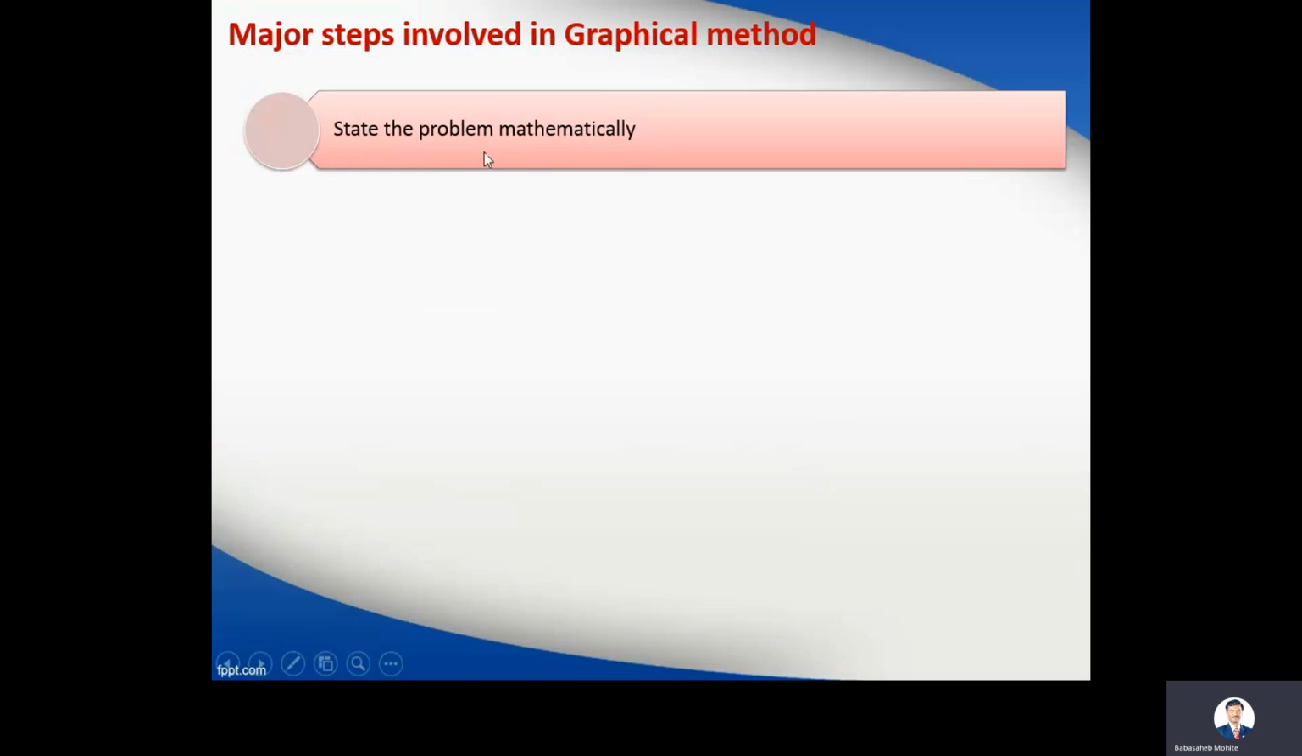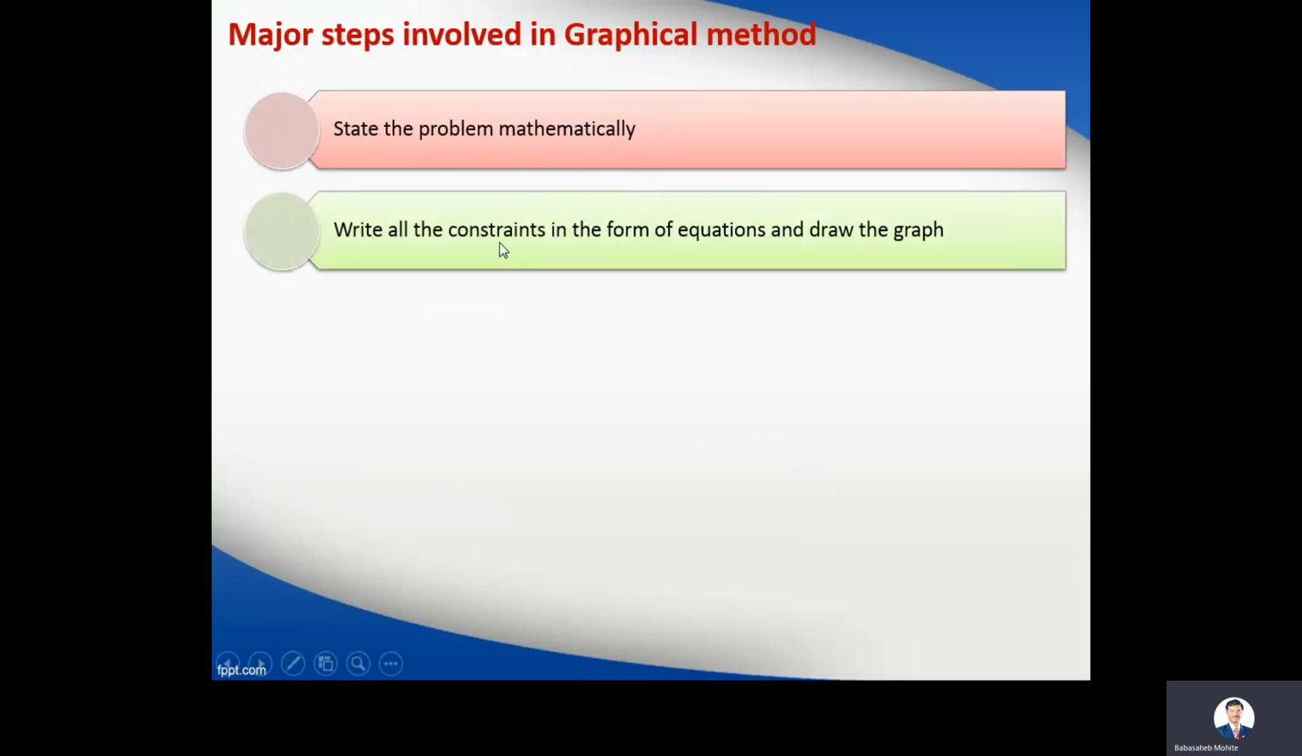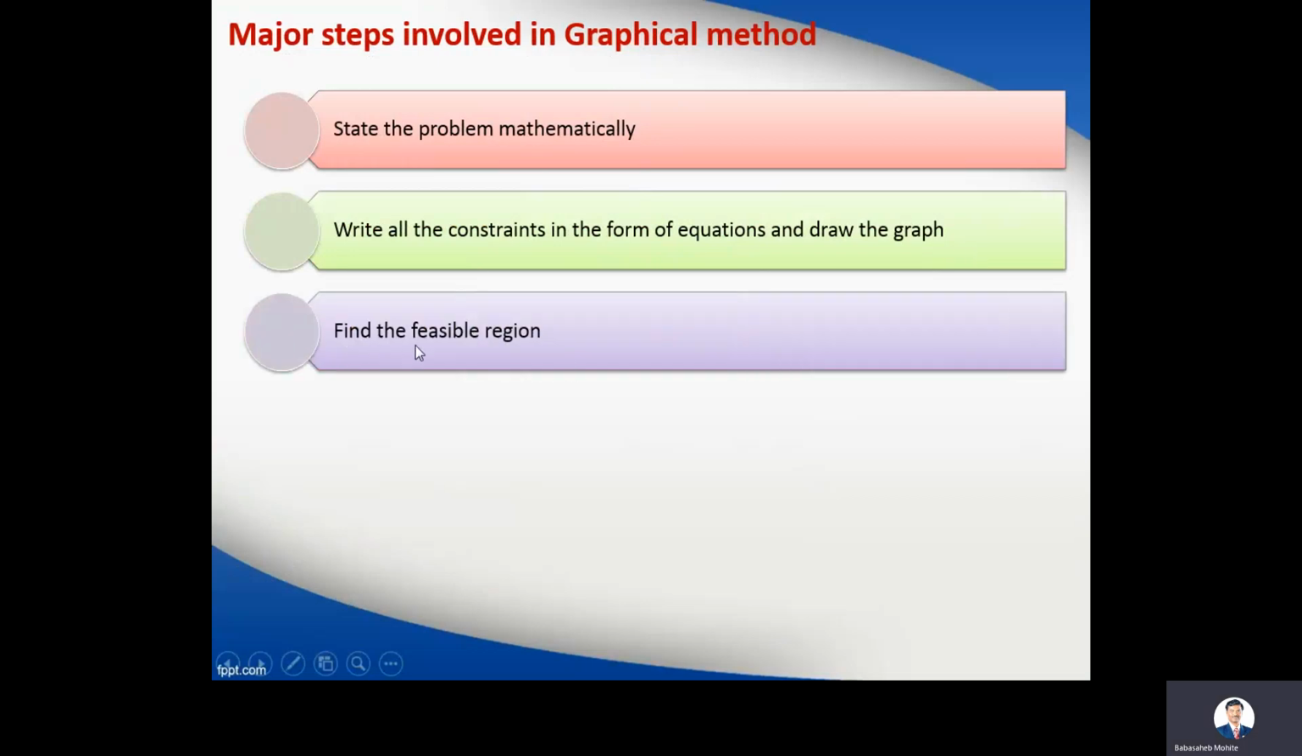Once the problem is converted into mathematical format, the second thing is to write all the constraints in the form of equations and draw a graph. On the basis of the constraints, taking into consideration the values of the variables x1, x2 and their coefficients, you have to solve these equations and draw a graph. How to draw a graph, we'll see. The third step is to find the feasible region.